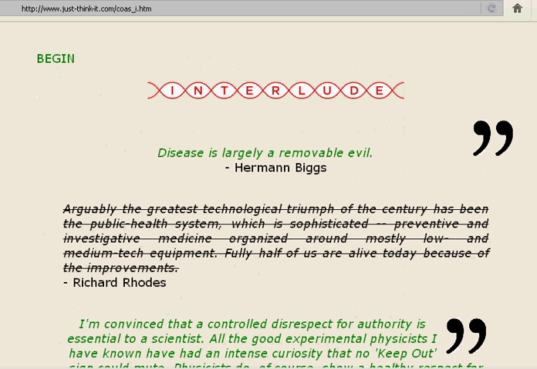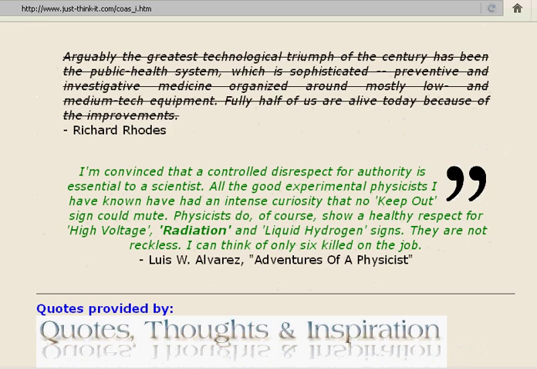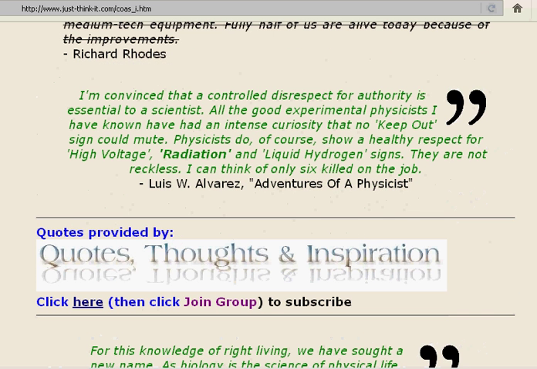I'm convinced that a controlled disrespect for authority is essential to a scientist. All the good experimental physicists I have known have had an intense curiosity that no keep out sign could mute. Physicists do, of course, show a healthy respect for high voltage, radiation, and liquid hydrogen. They are not reckless. I can think of only 6 killed on the job. Luis Alvarez, Adventures of a Physicist.